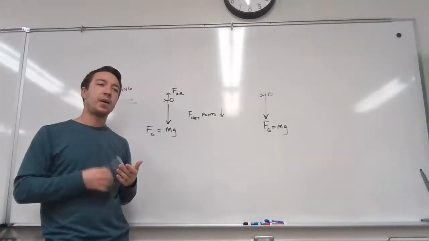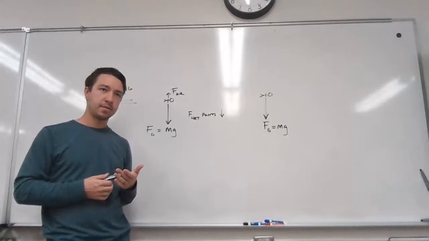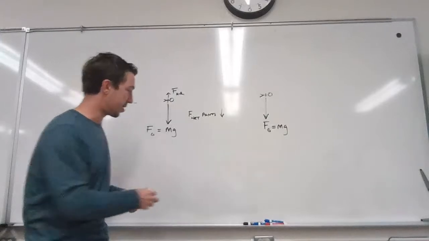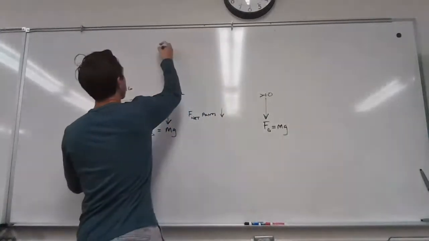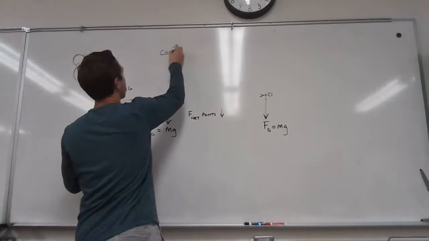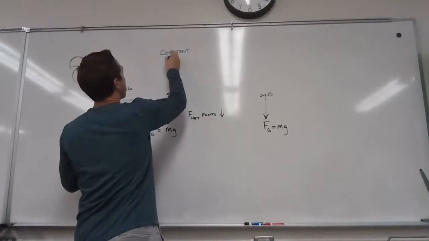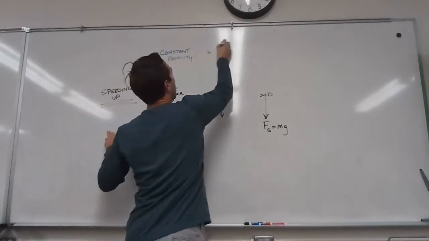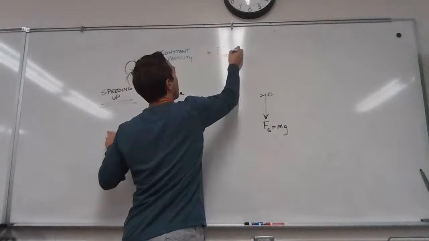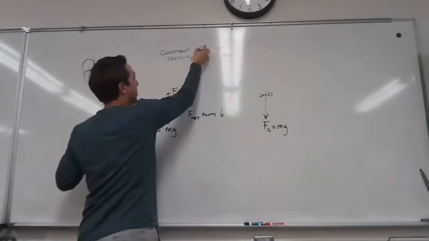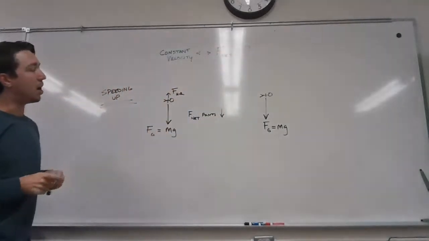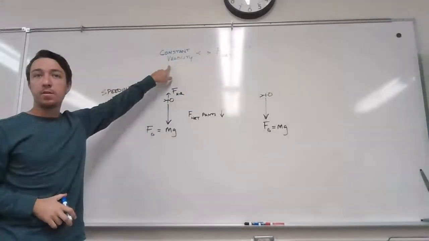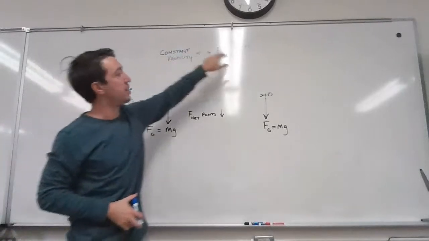If you're not slowing down or speeding up, if you're traveling at constant velocity, then your net force must be 0. So let's write that down. If you're traveling at constant velocity, this arrow actually goes both ways. If the net force on the system is 0, then it's not speeding up or slowing down. And conversely, if it's not speeding up or slowing down, then the net force must be 0.